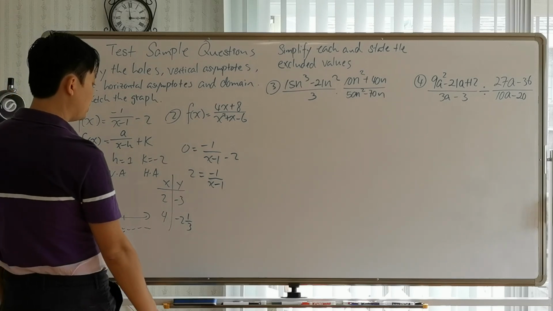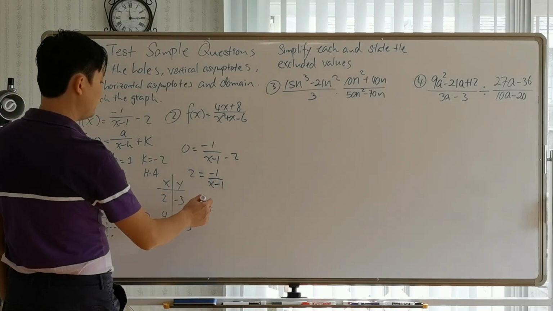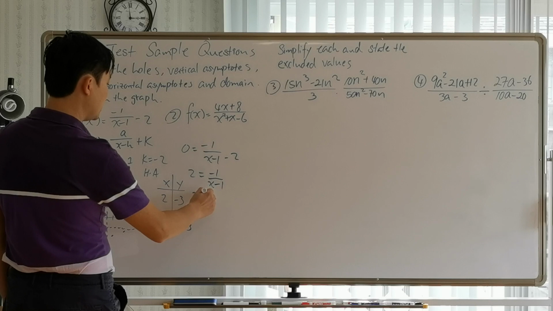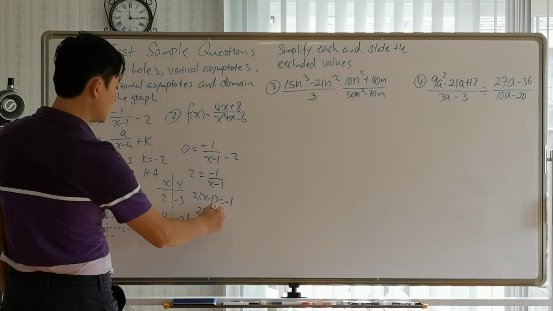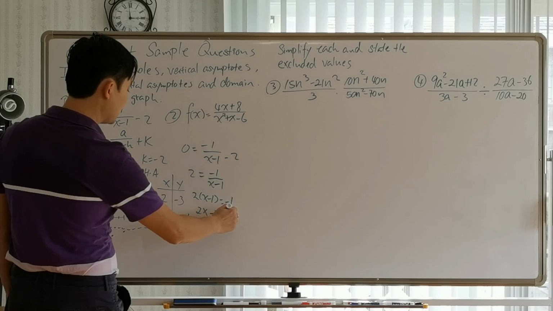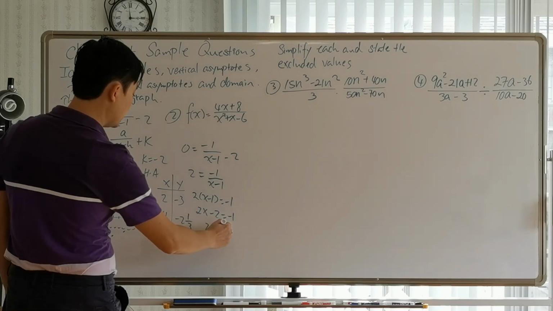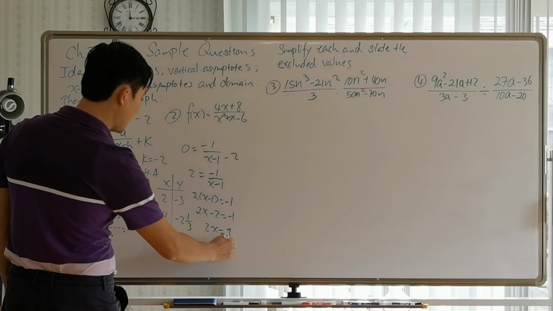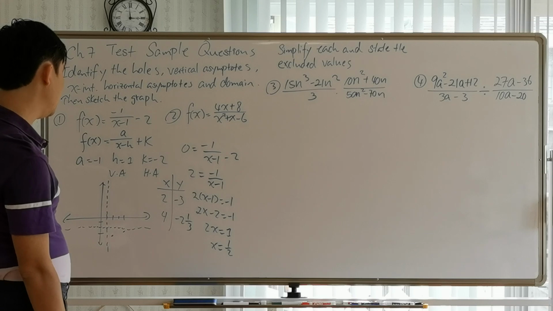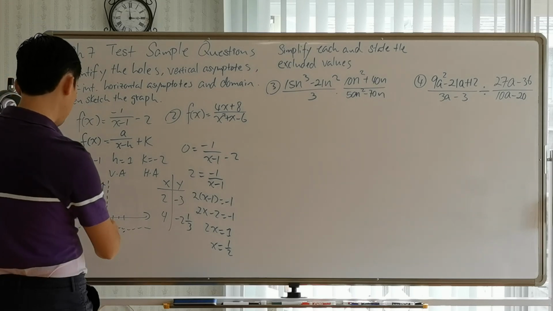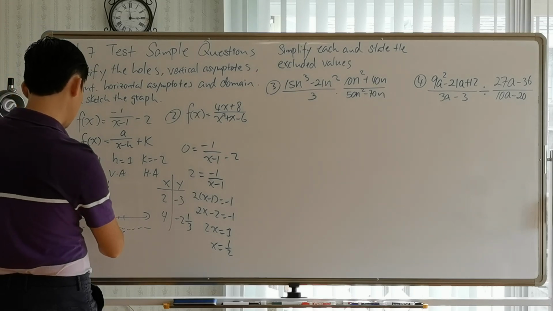And then cross multiply. So we do have 2 times the quantity x minus 1 equals negative 1. So 2x minus 2 equals negative 1. So 2x equals 1, so that means x equals 1/2. So the x-intercept is 1/2 comma 0. Right up here.